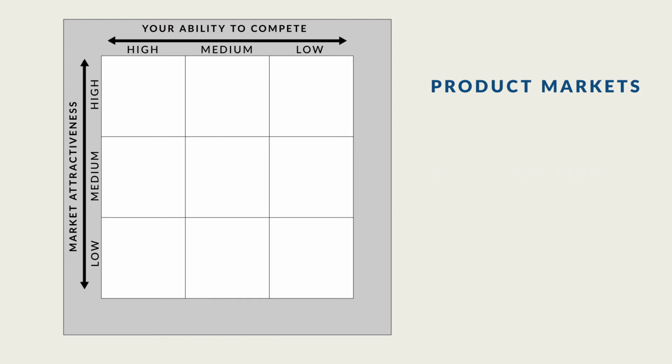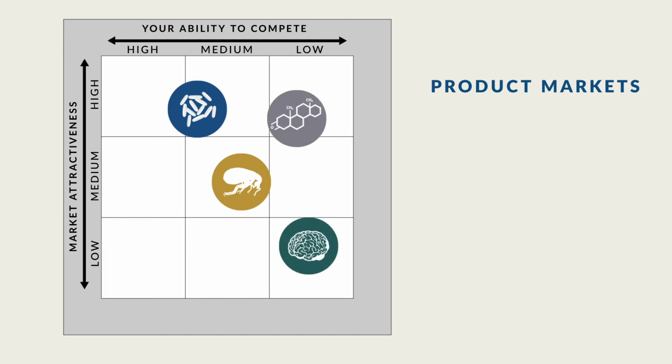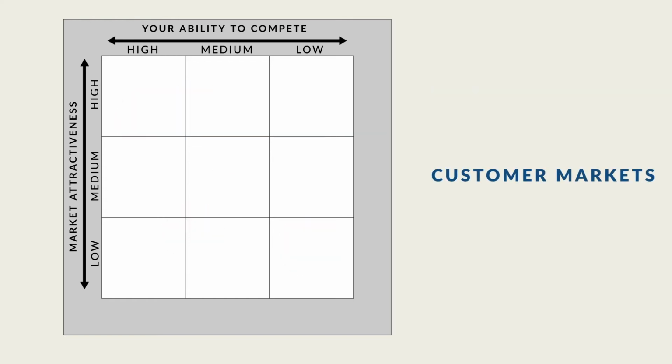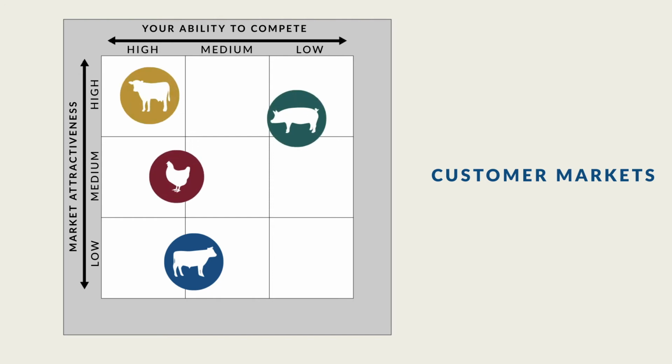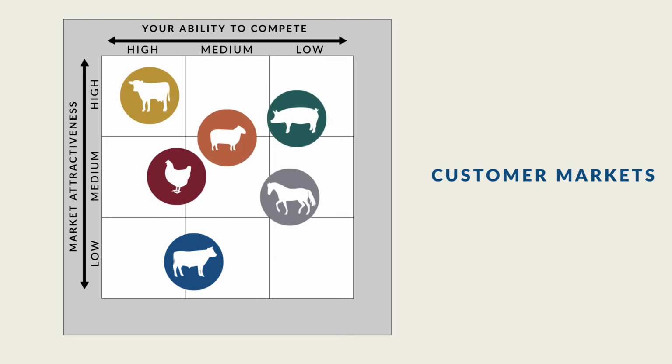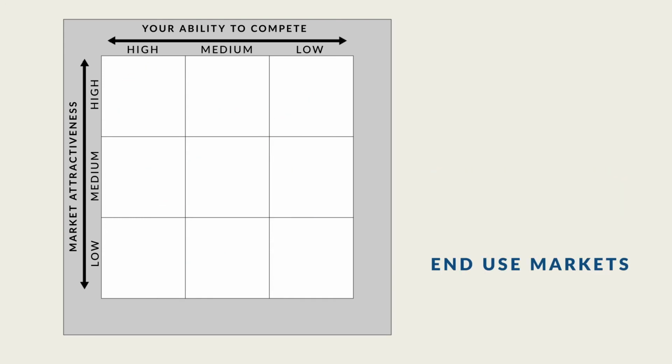For product markets, you could look at individual products in your portfolio, or more likely, product classes. So if you're an animal health pharmaceutical company, you could evaluate the markets for anti-infectives, parasiticides, neurological, hormonal, vaccine, and diagnostic products. And the same animal health company could evaluate customer markets, such as beef cattle, dairy cattle, pigs, poultry, sheep, and equine. End-use markets are when one single product can be used in different sectors.